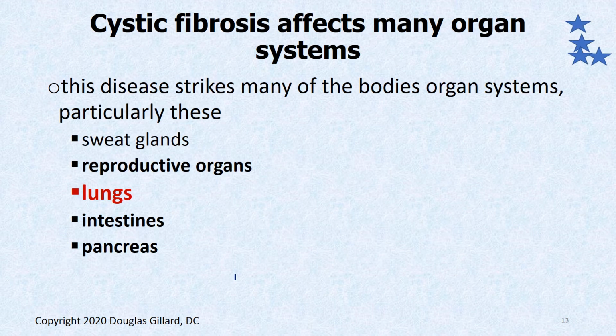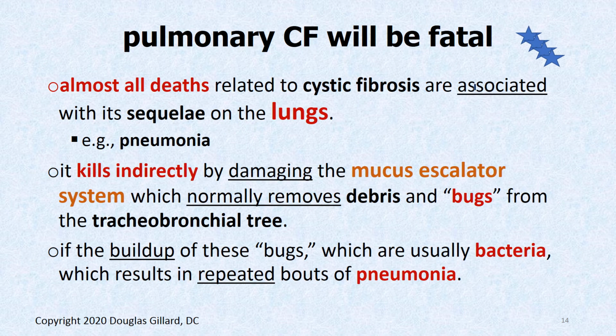It can affect many organ systems. We've talked about the intestines. We've talked about the pancreas. We've talked about the sweat gland, which is how you diagnose it, right? The child is very salty. We talked about kind of a reverse mechanism from the way it works in other organ systems, where chloride doesn't get put out. Well, we talked about that already. We haven't talked about reproductive organs, but let's talk about the lung, because that's the number one cause of death in this type of disease, is from lung disease.